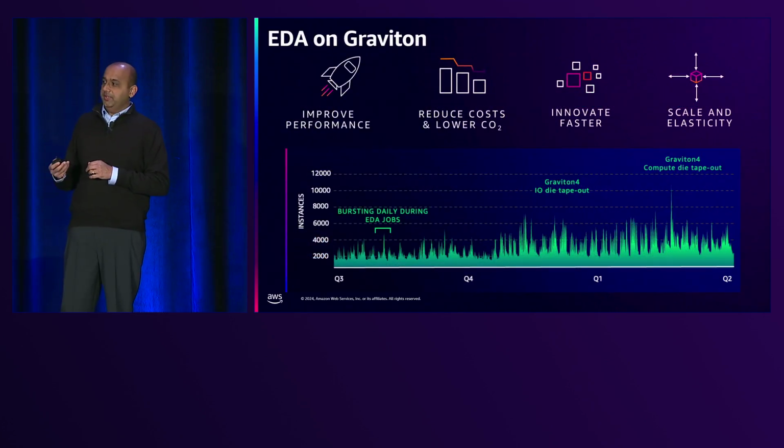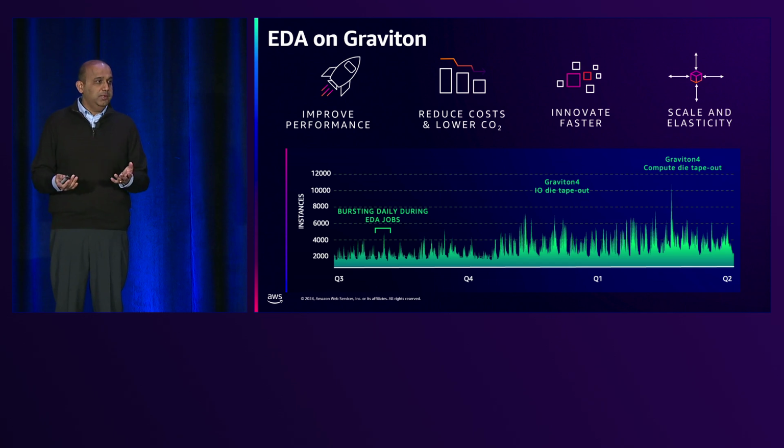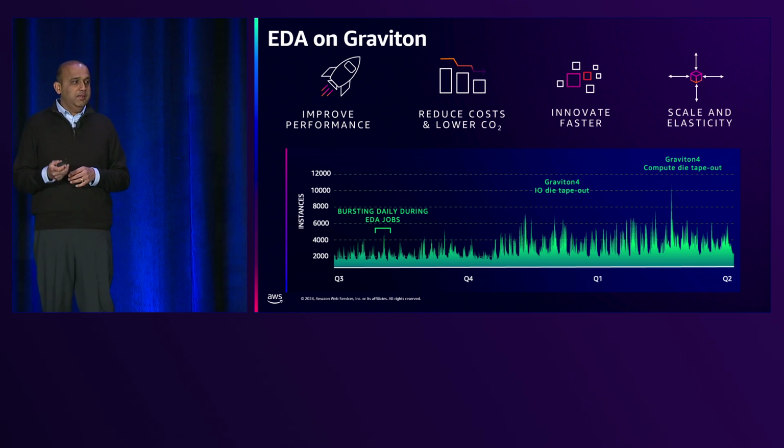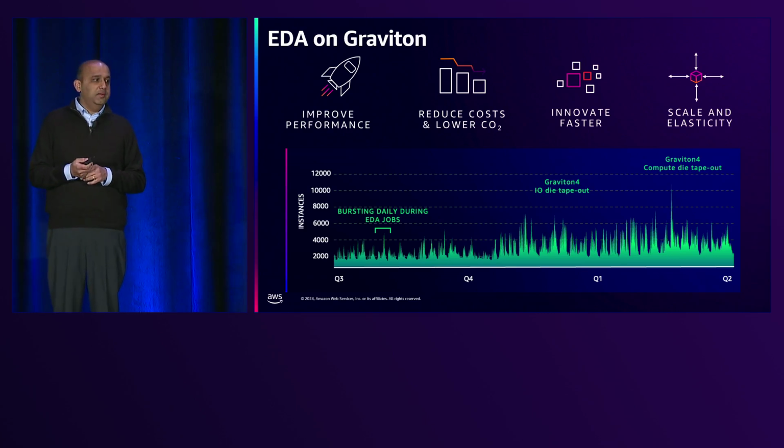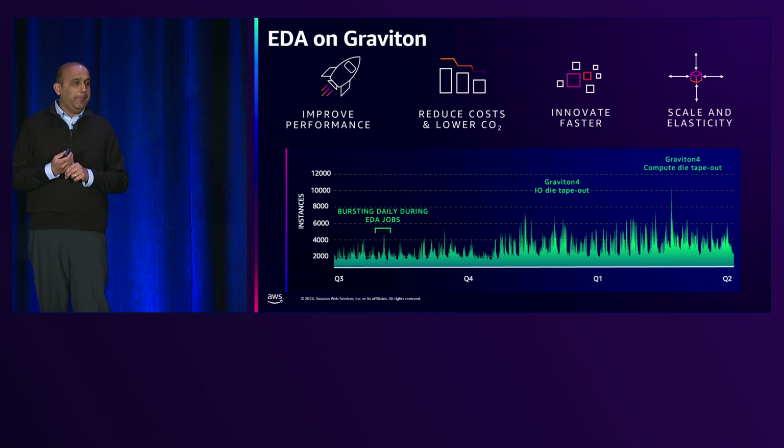EDA, or electronic design automation, is a key workload category that is needed for designing, testing, verifying, and manufacturing of custom chips. A lot of semiconductor companies, as well as AWS, use the cloud to run these EDA workloads. What you see below here is a snapshot of a cluster that was used to support the development of the Graviton 4 chip itself. It's a cluster that's running at scale. It requires high-performance computing, and it has peaks almost 5x to normal usage.